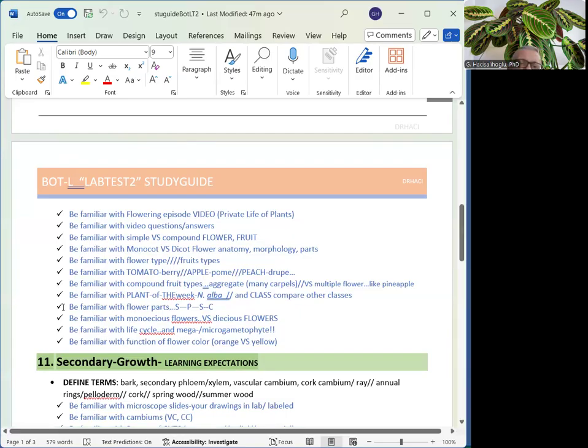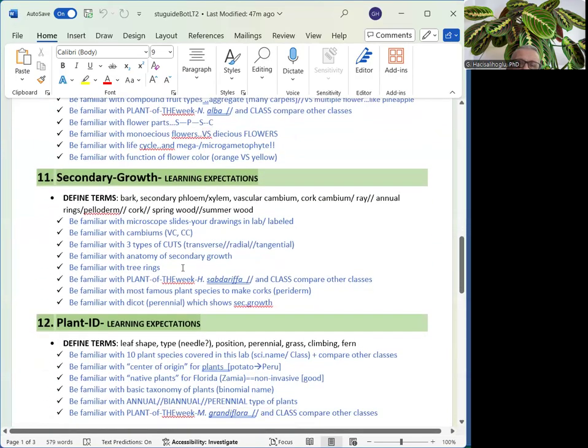So the next lab is lab 11, which is secondary growth. Secondary growth obviously is a select plants' feature. That means only perennial dicots have that. It's called secondary because we already learned primary growth so far in every lab. This is a unique one which uses two cambiums, cork cambium, vascular cambium, and produces bark, secondary phloem, secondary xylem, again ray, annual rings, phelloderm, cork, springwood, summerwood. So make sure you are familiar with these.